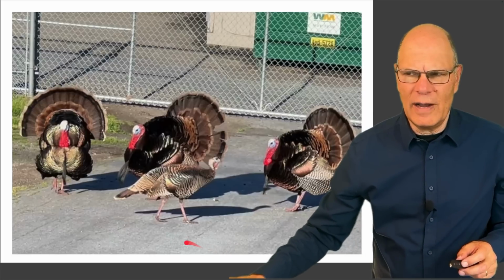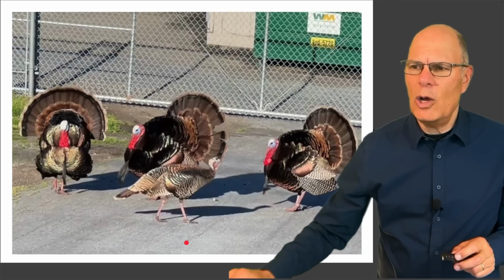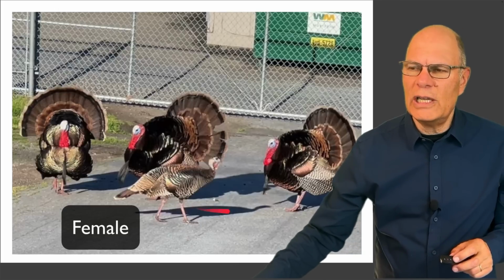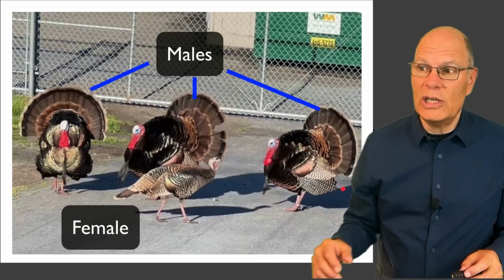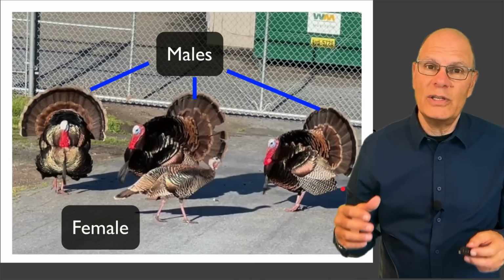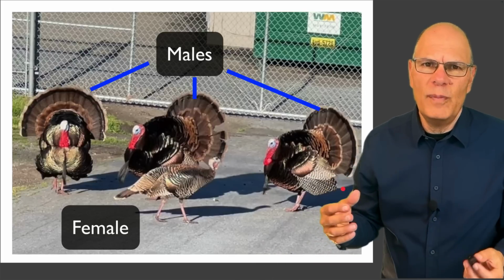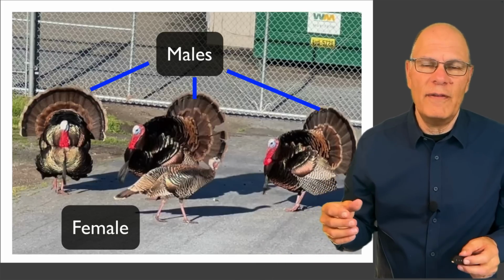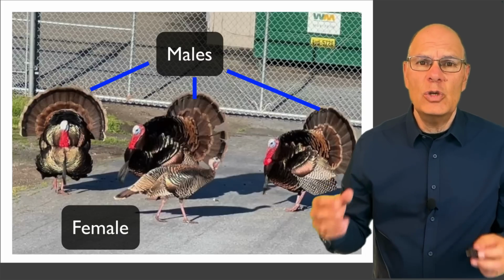So here's a photograph that I took relatively near to my home. This is a female turkey. There's a bunch of male turkeys who are displaying to her, and they're essentially saying through their movements and through their extension of their tail feathers, I'm really attractive, you should mate with me.